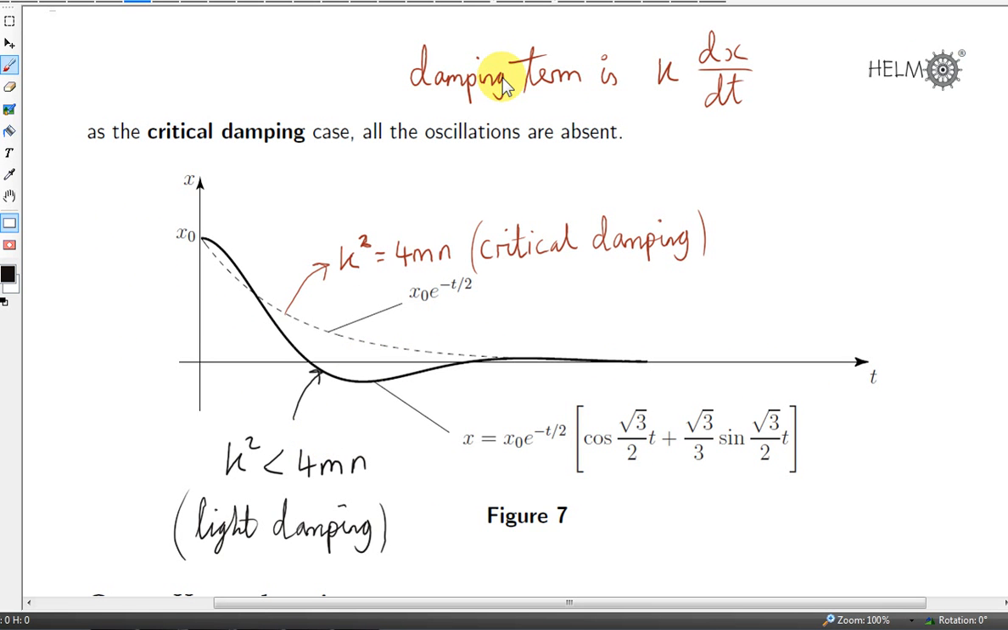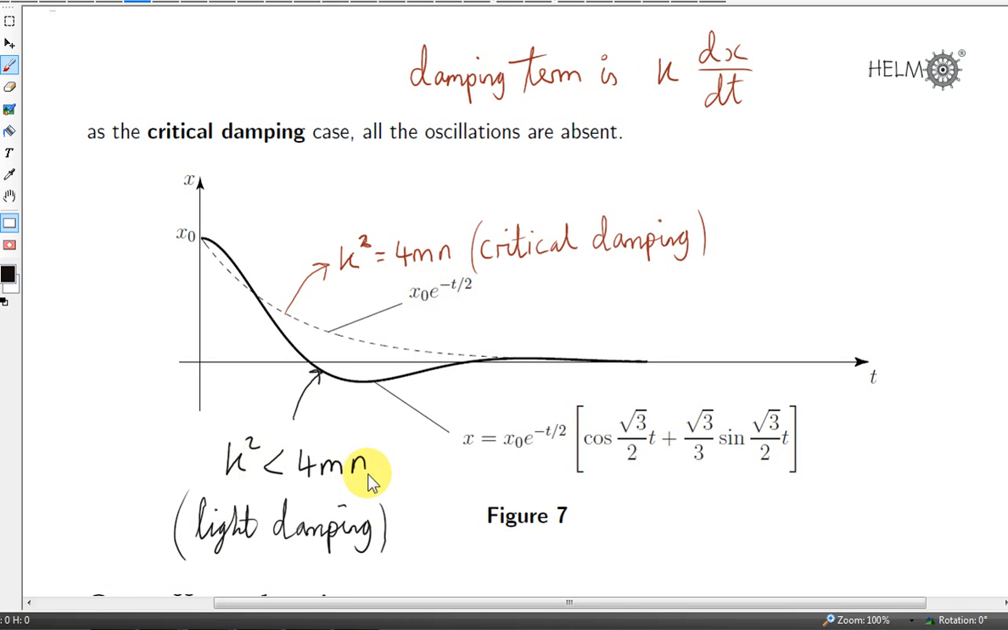So just to recap again, the damping term in the differential equation modeling the motion of the mass is k times dx/dt. The bigger k is, the greater the damping. If k squared equals 4mn, we have what's called critical damping. We have just one solution to the auxiliary equation, and that means we have a solution of the differential equation that involves no oscillating terms. It involves a decaying exponential, so we see no oscillation.